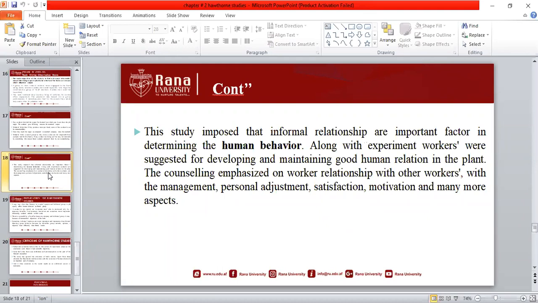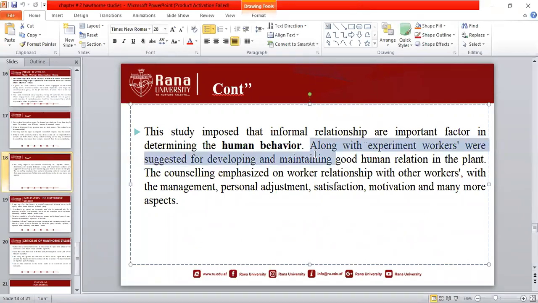Along with the experiment, workers were suggested to develop and maintain good human relationships in the plant. The counseling emphasized a worker's relationship with other workers, with the management, personal adjustment, satisfaction, motivation, and many more aspects. Now in this phase number 4, the researcher is trying to give a suggestion. He said that informal relationships can affect human behavior.